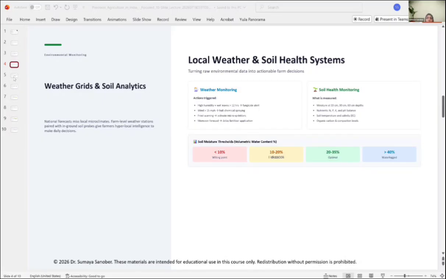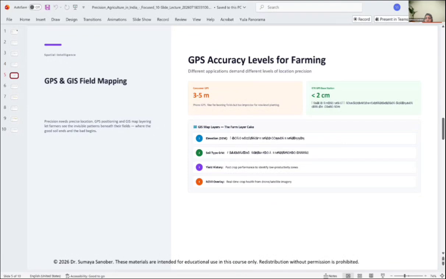The next thing is GPS and GIS field mapping. Precision agriculture also depends on knowing exactly where a problem is occurring. A normal phone GPS may have an accuracy of approximately 3 to 5 meters. This may be sufficient for identifying the location of a field, but it is not accurate enough for planting individual crop rows. For that reason, we require a real-time kinematic GPS that can provide an accuracy of less than 2 centimeters. It can support tractor guidance, seed placement, and laser land leveling.